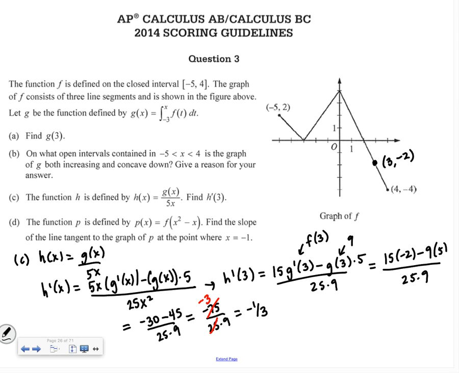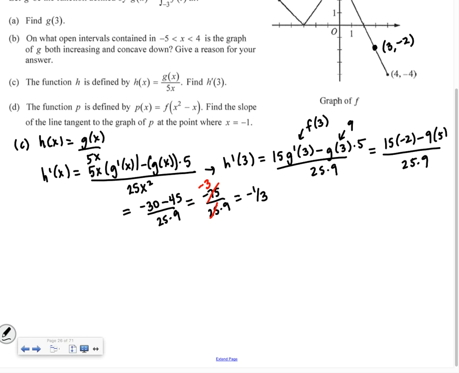All right, and then part D, same idea. Now it says the function p is defined by p of x equals blah, blah, blah. Find the slope of the line tangent to the graph of p. So whenever we see that, remember we want a point and we want the slope. So our point is going to be plugging in -1. So we're going to have p of -1 equals f of -1 squared, which is 1, minus a -1. So it's going to be f of 2.